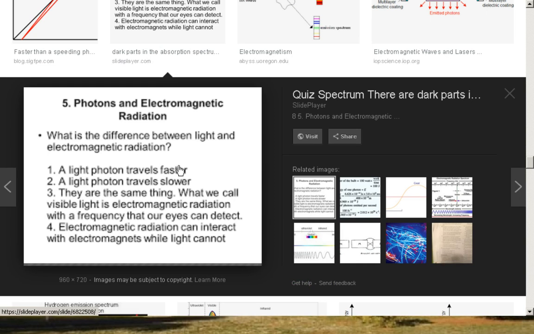Now see, here's the thing. It says electromagnetic radiation can interact with electromagnets while light cannot. However, if I put a magnet up to my oscilloscope, I can move the light beam. So the magnet is reacting with the electromagnetic voltage that's generating the light beam. The light beam is an indirect measurement of how much magnetic radiation has been changed.